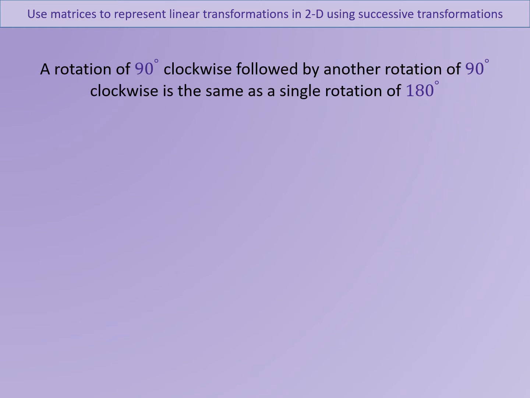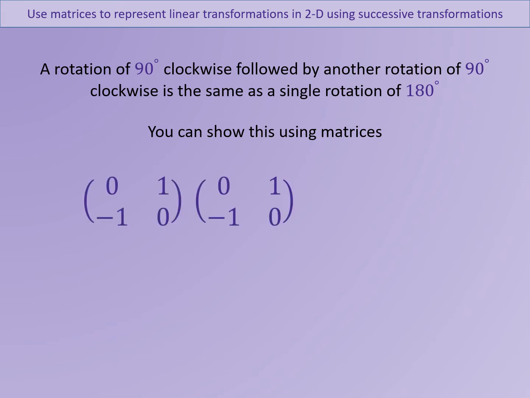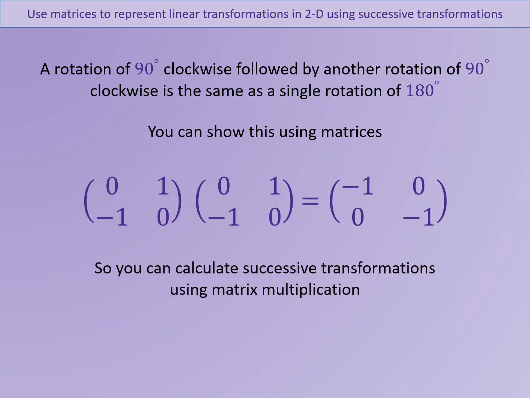A rotation of 90 degrees clockwise, followed by another rotation of 90 degrees clockwise, is the same as a single rotation of 180 degrees. Now we can show this using matrices. Here are the transformation matrices that represent rotations 90 degrees clockwise. If we multiply these two together, we get (-1, 0, 0, -1), which is a rotation of 180 degrees. So what we can do here is show that if we apply multiple transformations, then we can use matrix multiplication to work out what the single transformation would have been.